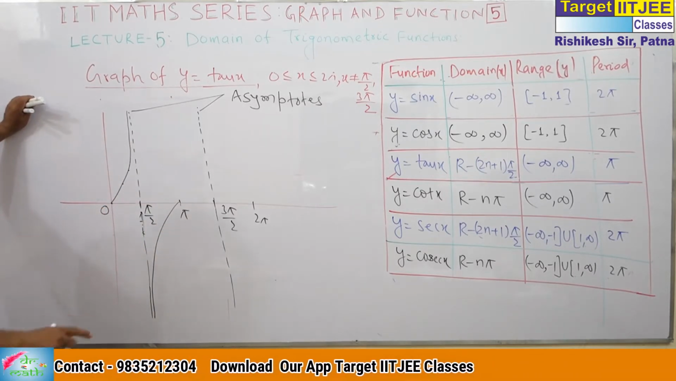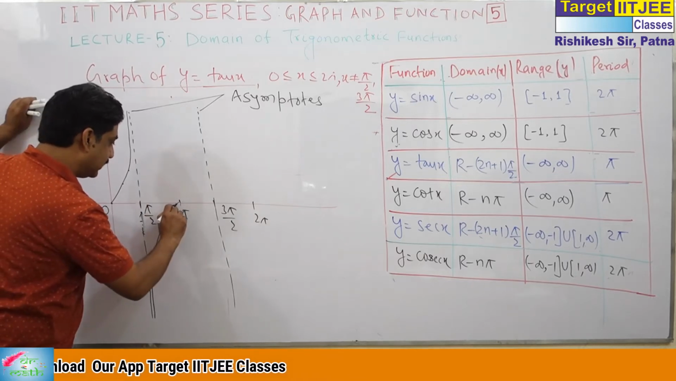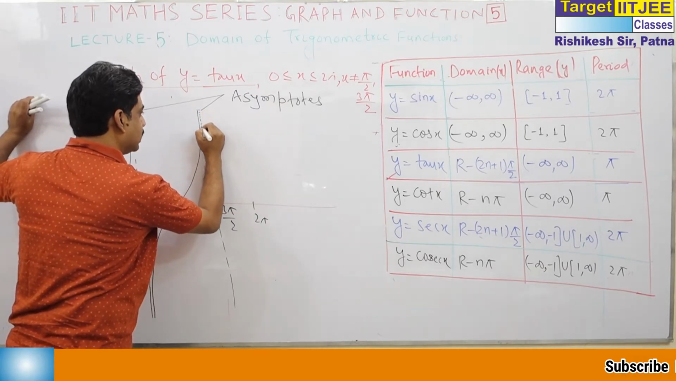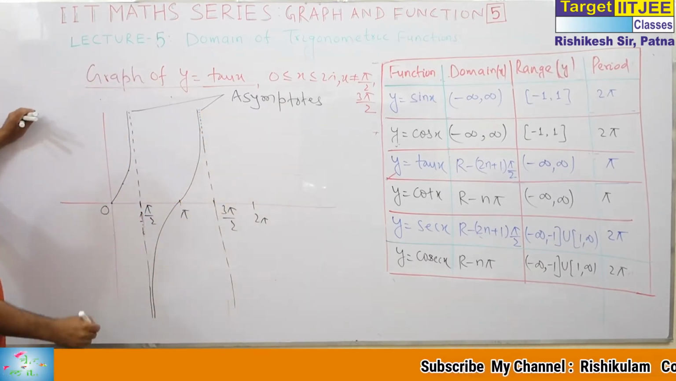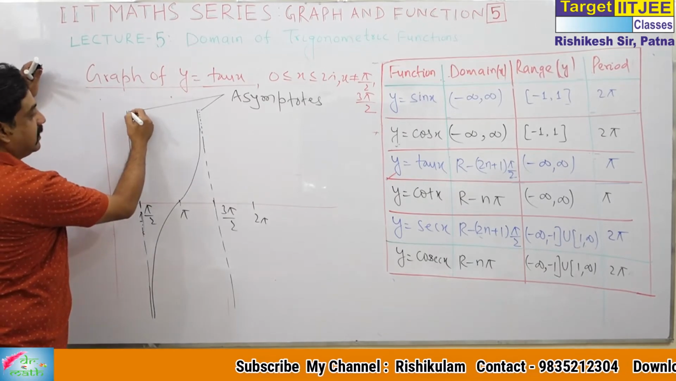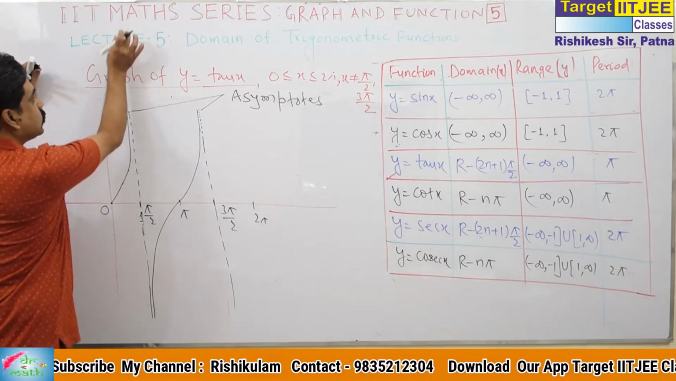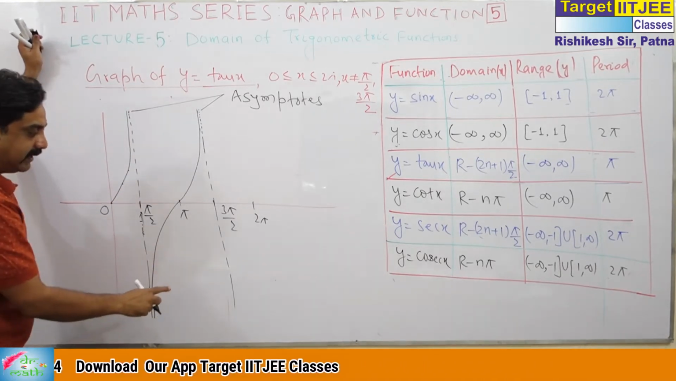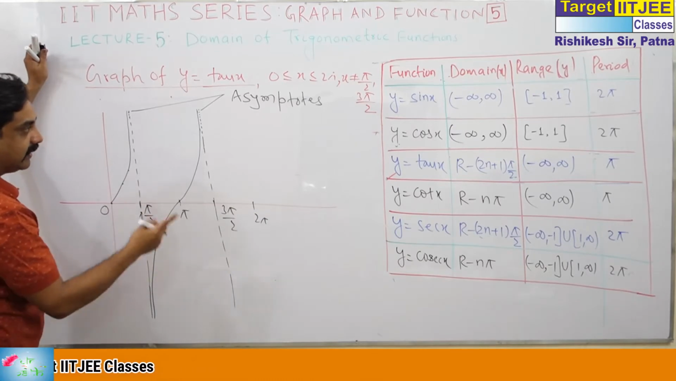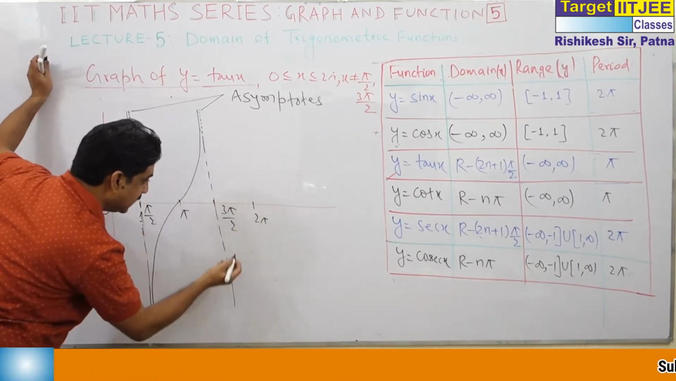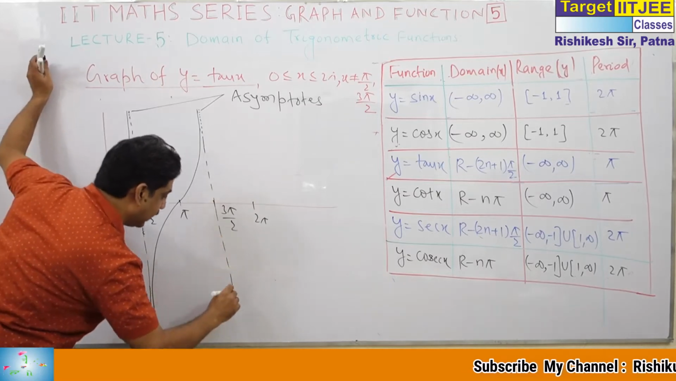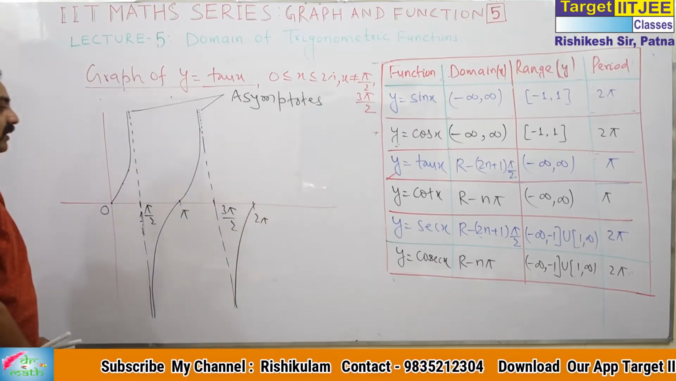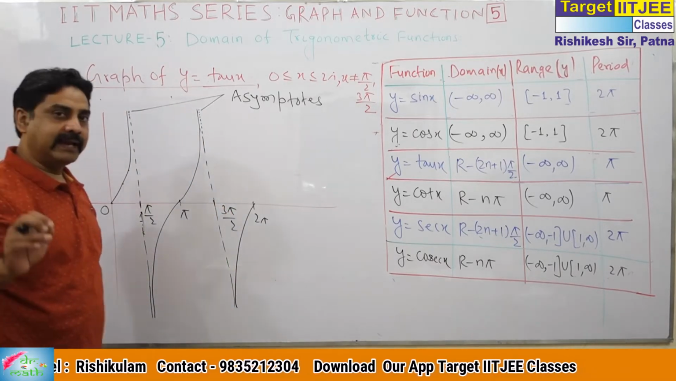In the third quadrant tan x is positive, so the graph will be like this. It appears to touch this line but does not touch it. When we extend these two lines they will meet, roughly, at infinity. In the fourth quadrant, the value of tan x is negative, so the graph increases from minus infinity to 0.